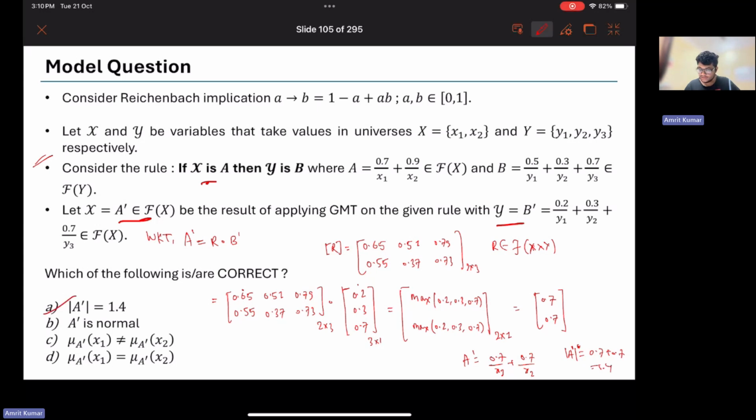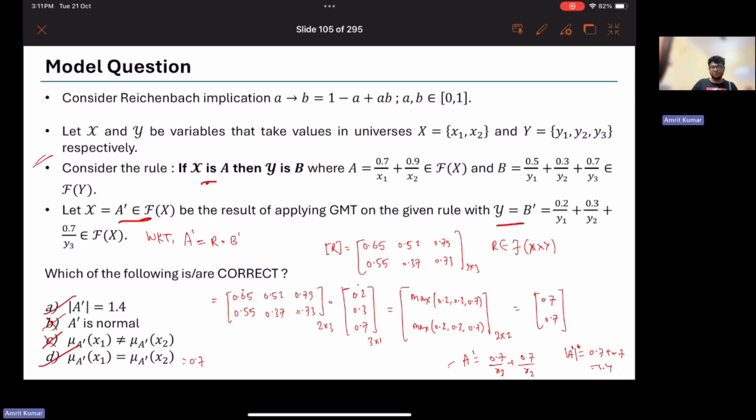So option A is definitely correct. Option B is incorrect because A dash is not normal. Option C is incorrect because it says that the membership of X1 and X2 in A dash are not same. However, membership of X1 and X2 in A dash are same. It's equal to 0.7. So option D is correct.